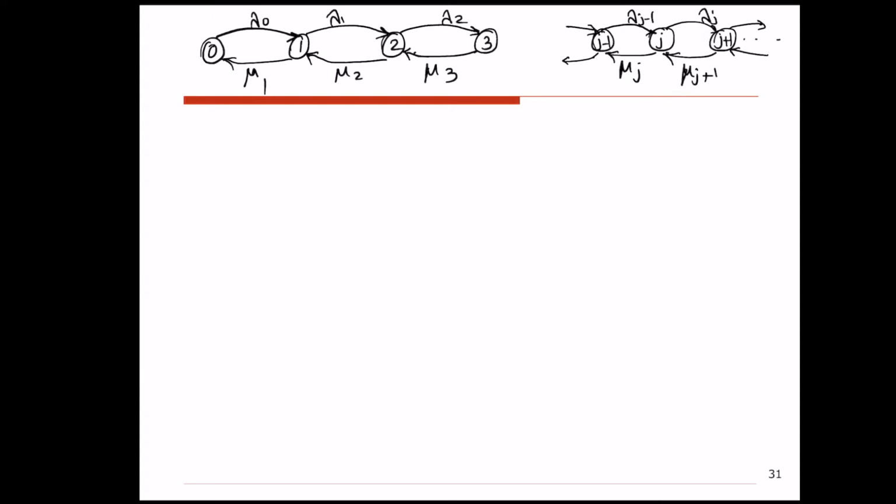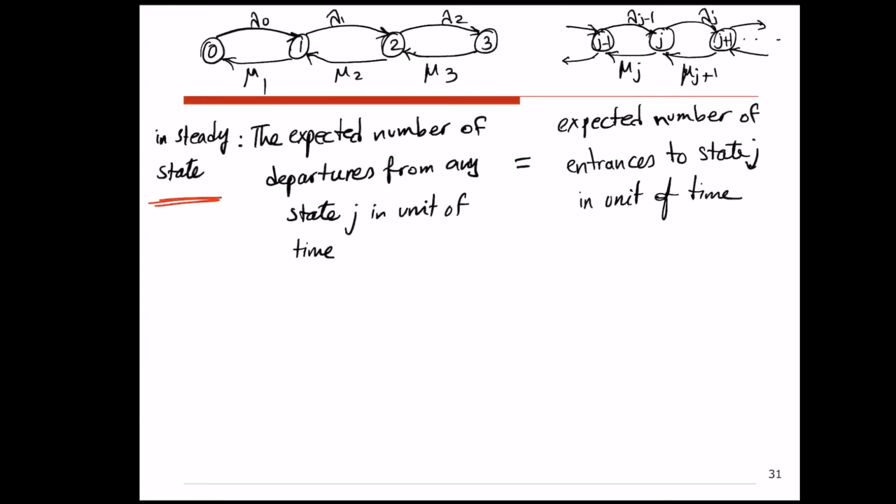So we can say that for any queuing system, entities come to the system, entities leave the system. So we go from any state j to j plus 1 or j minus 1. All this transition happens over time. But in the long run, in the equilibrium, in the steady state, the expected number of departures from any state j equals the expected number of entrances or arrivals to the state j. So that's the rule that exists in any queuing system.